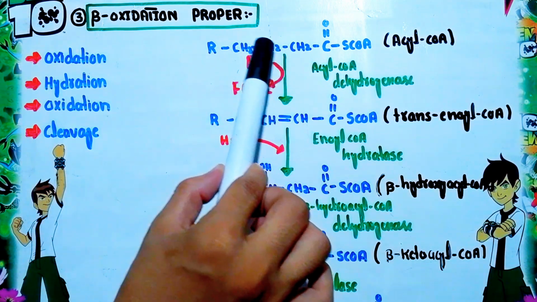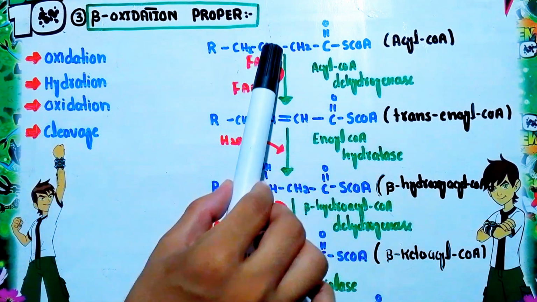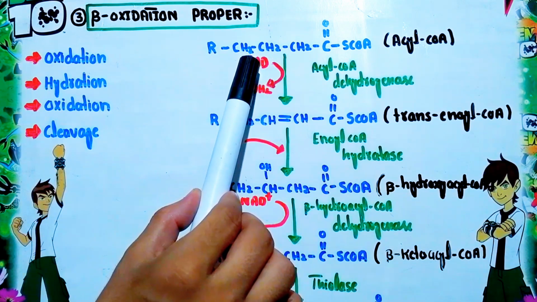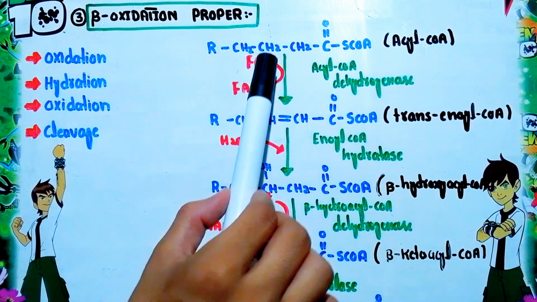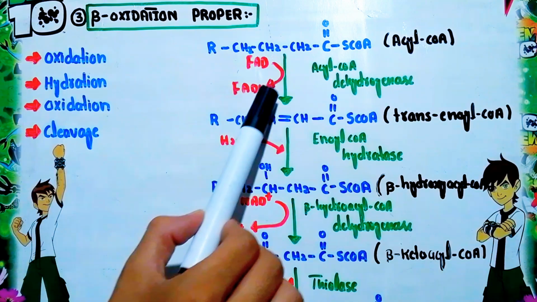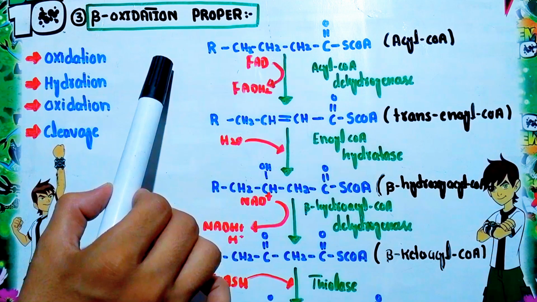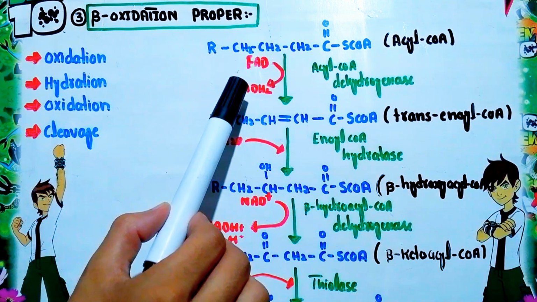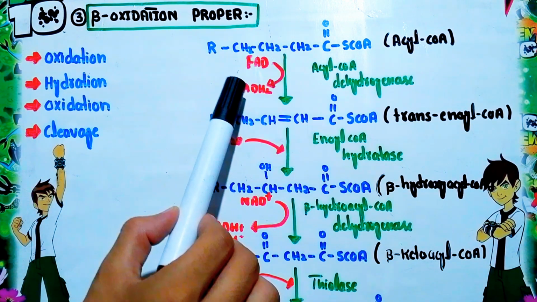The hydrogen removed from the beta carbon of the acyl coenzyme A is taken by the oxidized coenzyme, that is FAD. After taking this hydrogen, FAD is converted into FADH2. This is the reduced coenzyme. It moves to the electron transport chain, where through oxidative phosphorylation it produces some ATP. One molecule of FADH2 is able to produce 1.5 ATP.